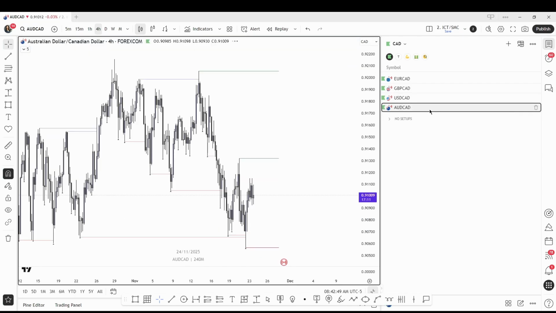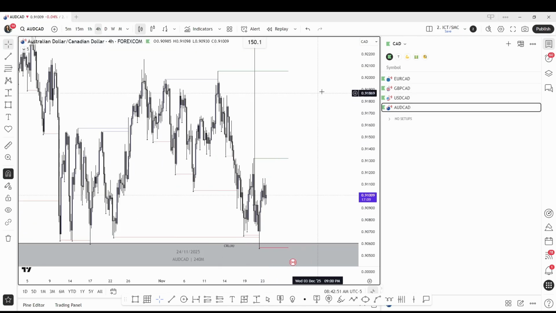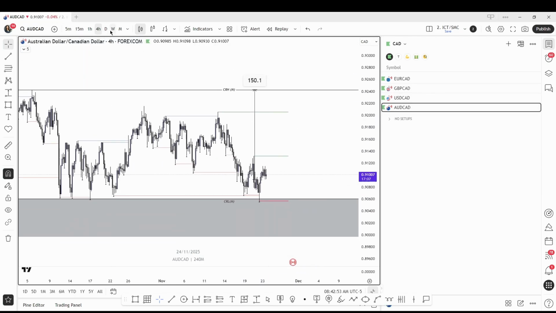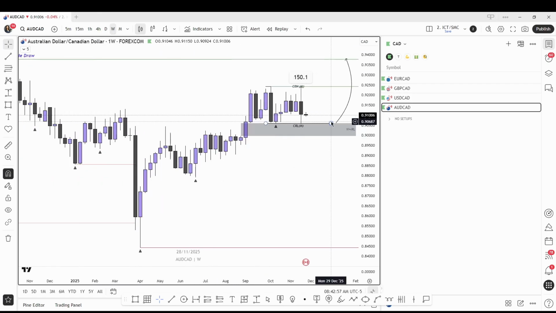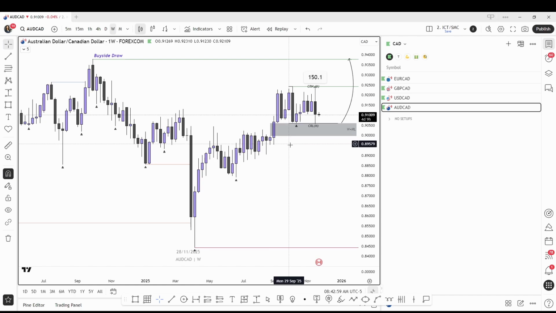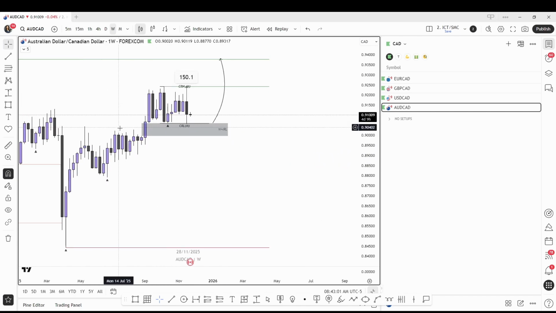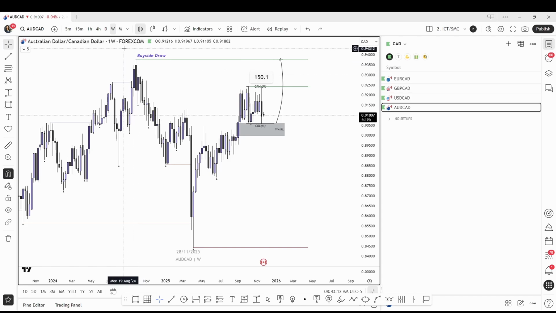Now for AUD CAD, I see a bullish move. The bullish move will start from the weekly. If we're talking market maker model, we're looking at the weekly. I need for price to come down and take out this low right here, come down into this gap a little bit more, and then shoot up for this external range liquidity all the way up here. If we're going all the way up there, that will be shooting for 284 pips.